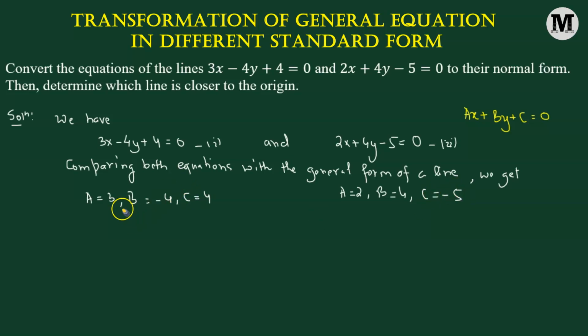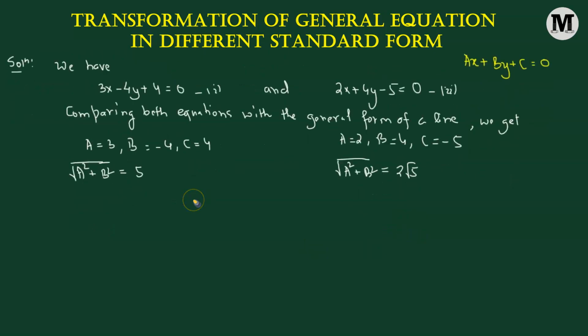Now for the first equation of the line, we'll find the value of the square root of a squared plus b squared. That is going to equal 5. Once we substitute a with 3 and b with negative 4, square and add them and take the square root, that gives us positive 5. Then for the other equation, the square root of a squared plus b squared gives us 2 times square root of 5.